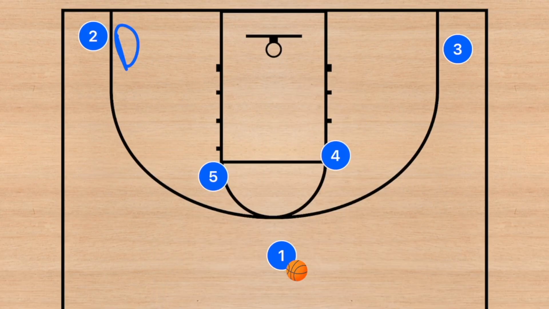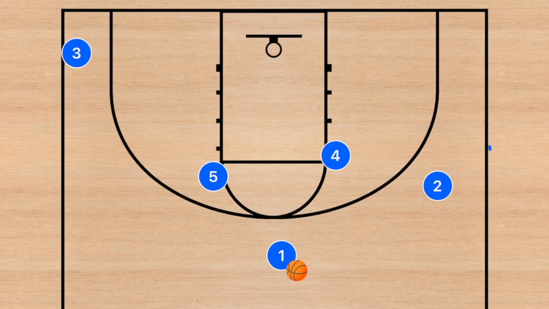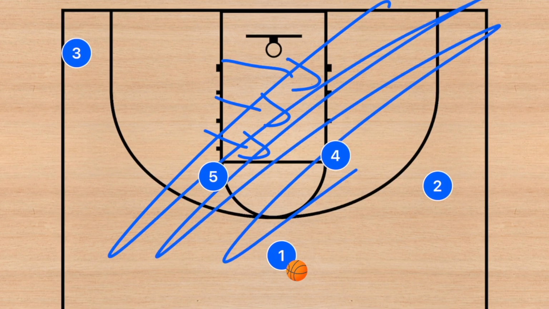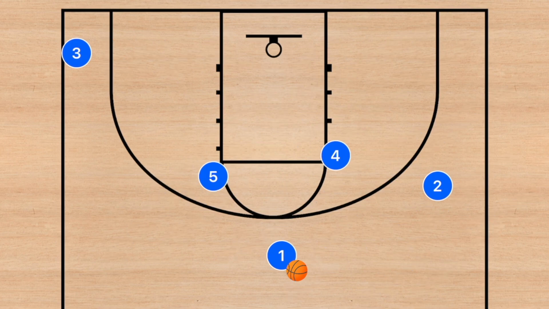Now let's go back really quick. Let's say this is back to being David. This is Andrew. And let's say David runs off the staggered screen. Andrew then cuts baseline. Let's say because we've run this play 5 or 6 or, for us, 20-something million times, they're going to be loading up defensively on this side. They don't want anything happening over here, which then leaves Andrew absolutely wide open.